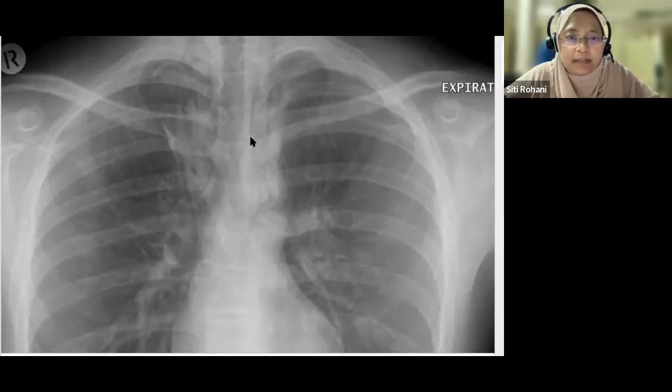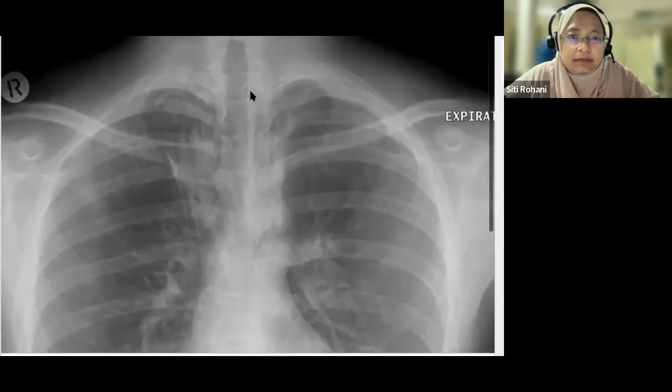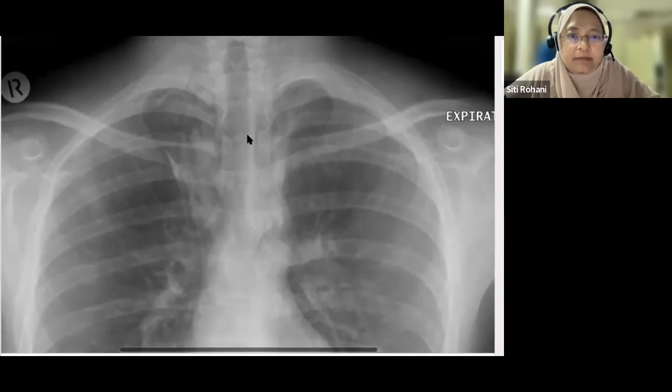And then we can see air outlining the trachea. This is the right paratracheal stripe. This is the left paratracheal stripe, and that's air outlining the trachea. So all these lines are not supposed to be there.